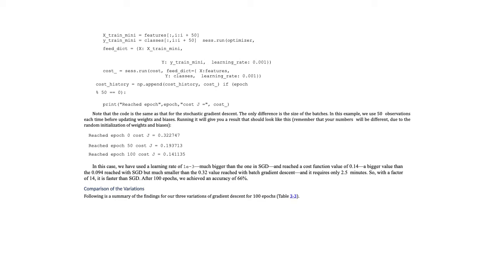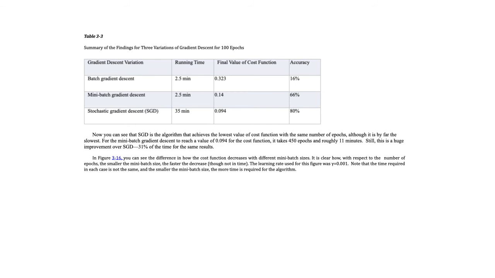Comparison of the variations. Following is a summary of the findings for our three variations of gradient descent for 100 epochs, table 3-3. Now you can see that SGD is the algorithm that achieves the lowest value of cost function with the same number of epochs, although it is by far the slowest. For the minibatch gradient descent to reach a value of 0.094 for the cost function, it takes 450 epochs and roughly 11 minutes. Still, this is a huge improvement over SGD, 31% of the time for the same results.